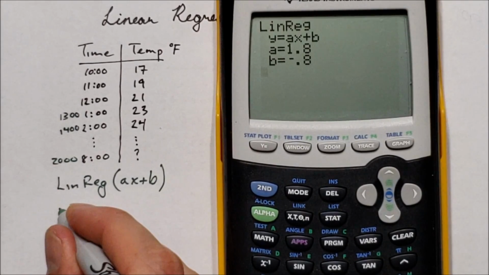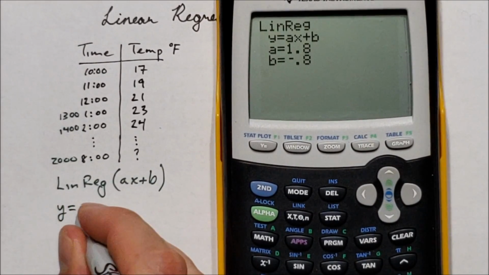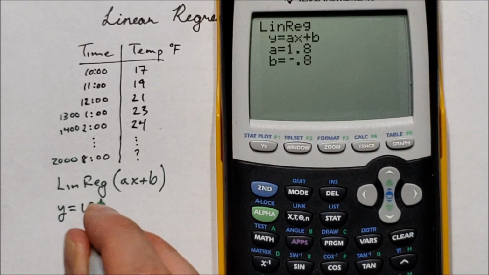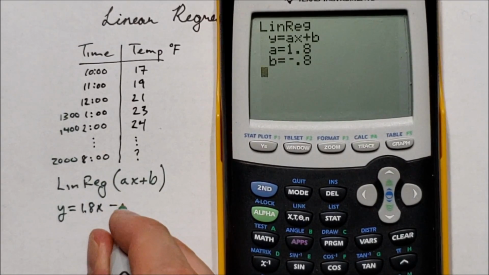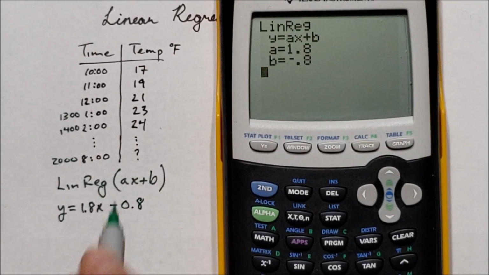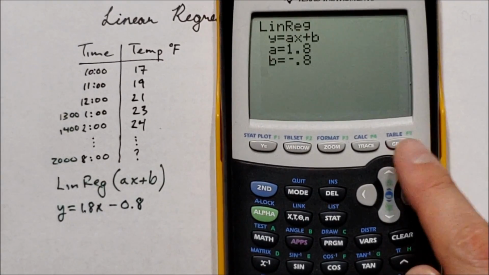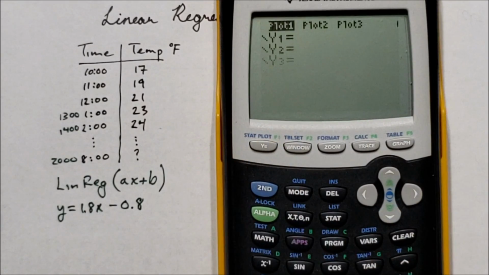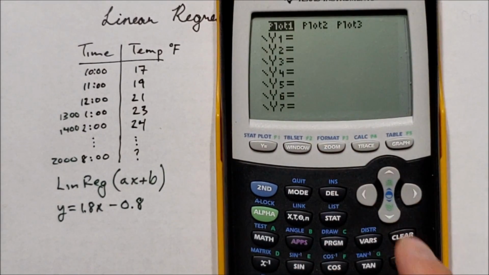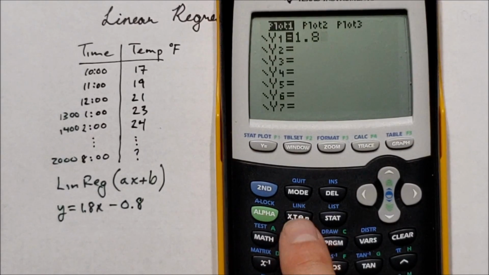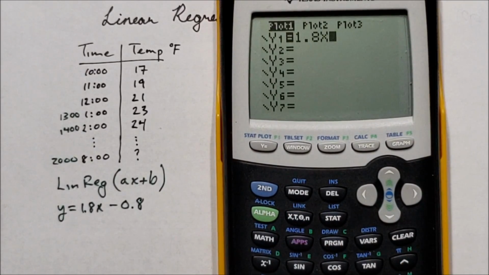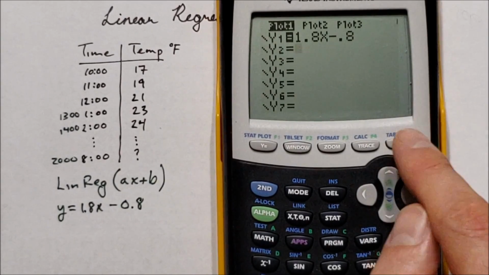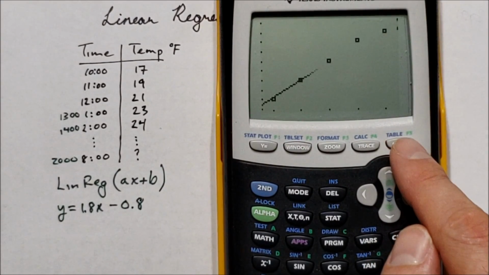So this gives us y equals 1.8x minus 0.8 as our line of best fit. We can put that in to the graph, hit y equals, and we'll do y equals 1.8x minus 0.8, and we'll graph this.